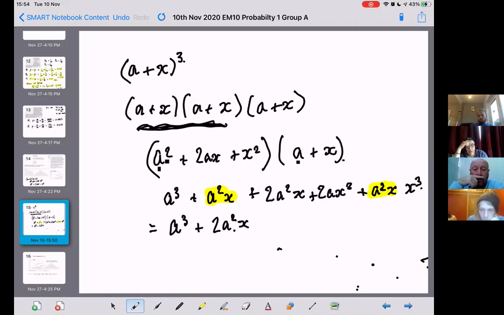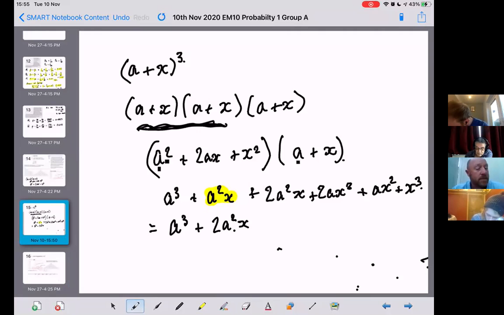Yeah, maybe. Ah, no. These last two should be x squared times a. So that's where it's wrong. This is x squared, because that's this x squared here times a. So that's ax squared plus x cubed.